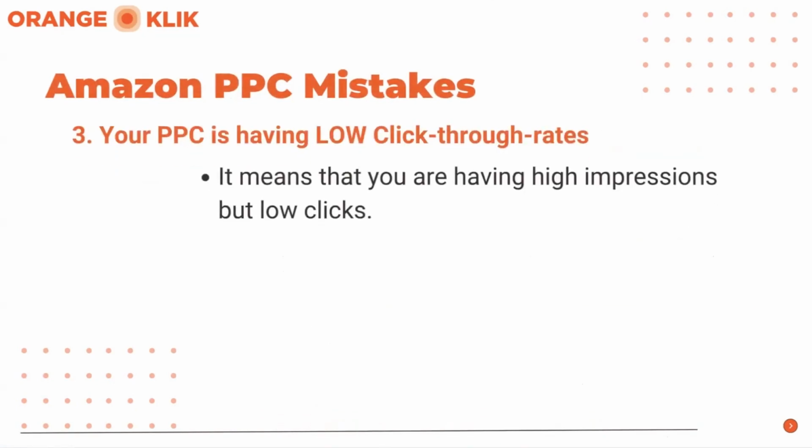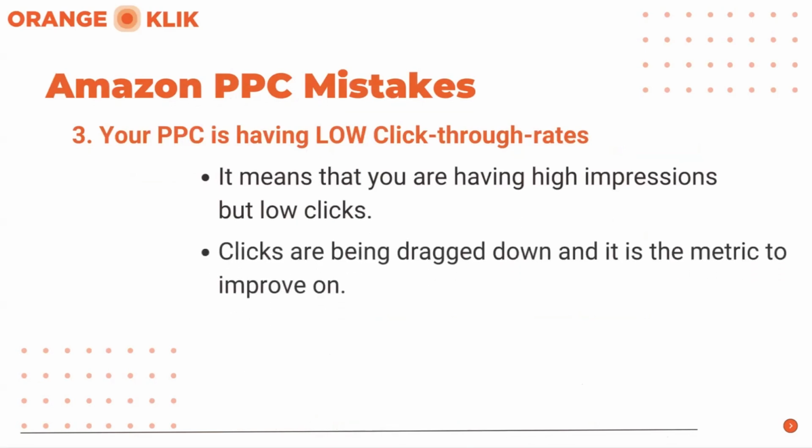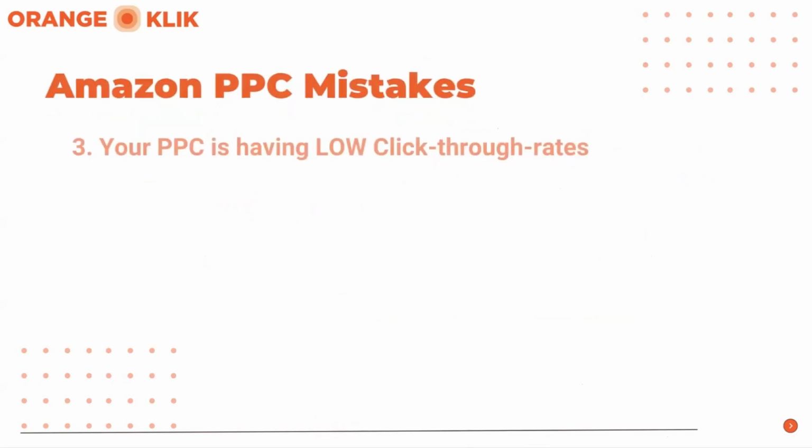The last type of PPC mistake you might be committing is if your campaigns are having low click-through rates, or low CTR. It means your ad has been having high impressions but low clicks. The key metric that is trailing behind is the volume of clicks. Here are some points of examination to determine some causes.